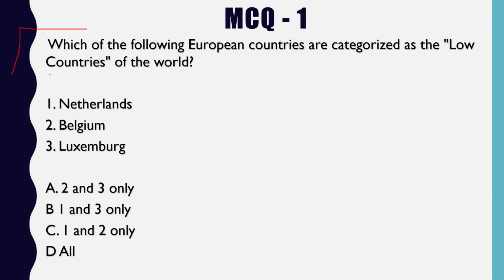So this is our first question. Which of the following European countries are categorized as low countries of the world? Here are your options: Netherlands, Belgium and Luxembourg. So which of these countries are called low countries? Now before we discuss the concept of low countries, let's go to the map.